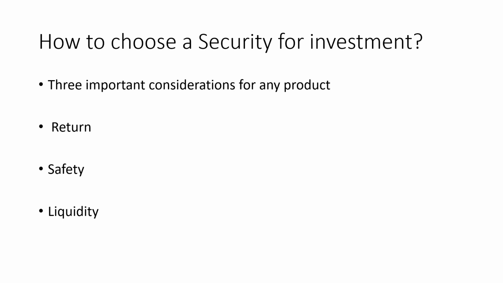So the first is return. Return is the difference between the amount you invest and the benefit you get at the end of the maturity. So a security which gives you higher return is always the preferable option.